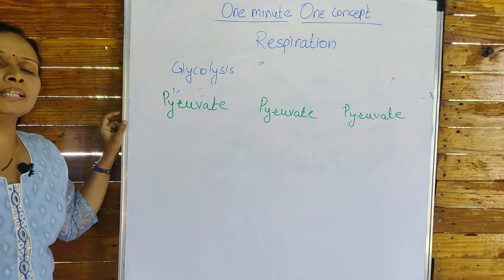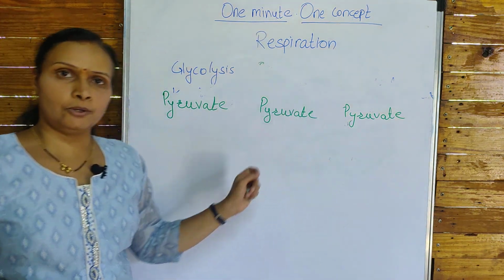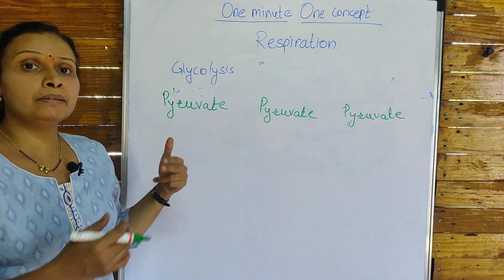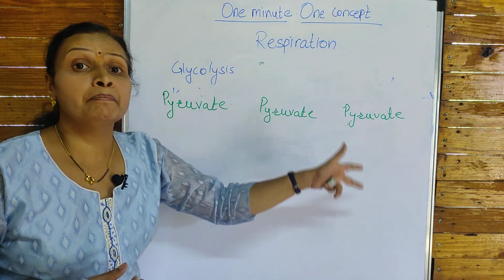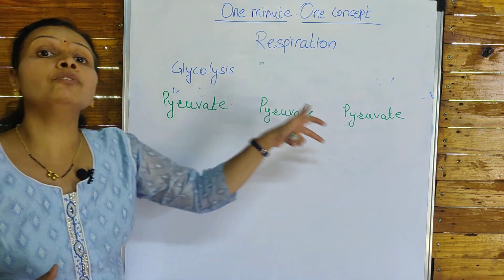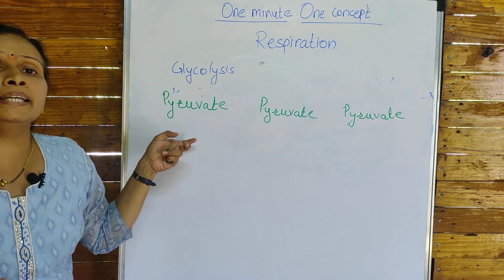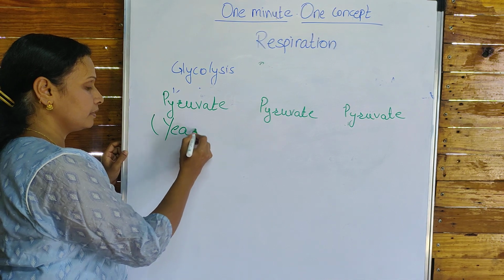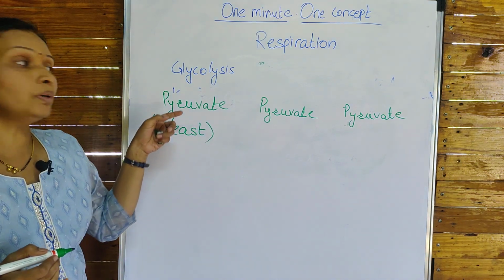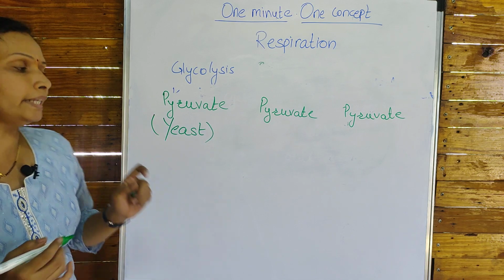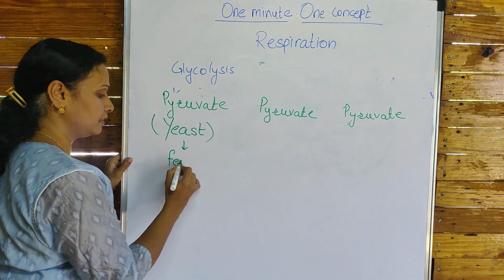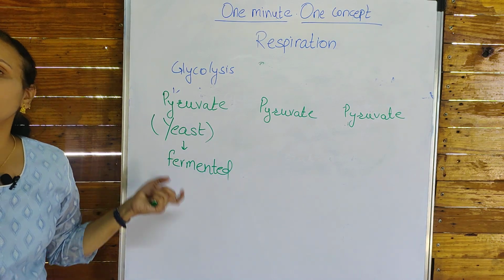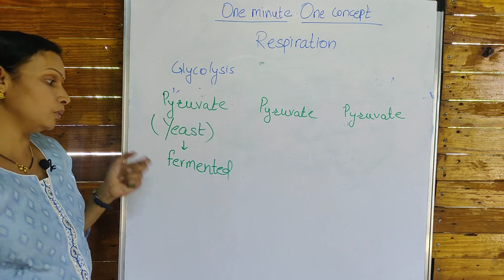Now you may have a doubt why I wrote these 3 pyruvate, because pyruvic acid breaks down in 3 different manners in the 3 different patterns of organisms. First, anaerobic respiration in yeast: what happens with pyruvate? It is getting fermented, and the end product is alcohol.